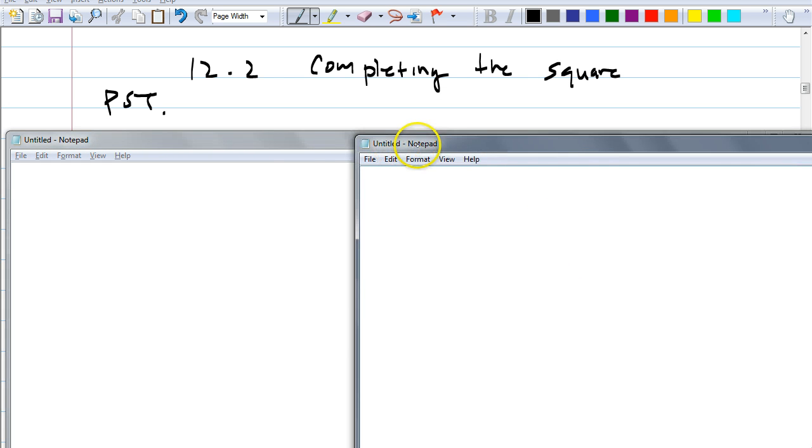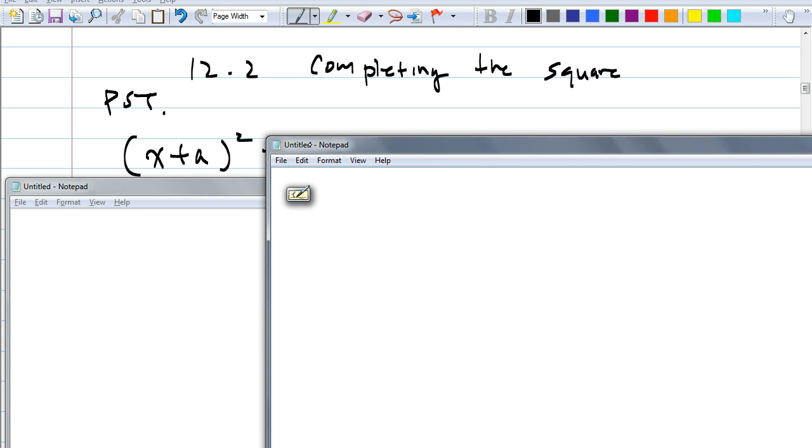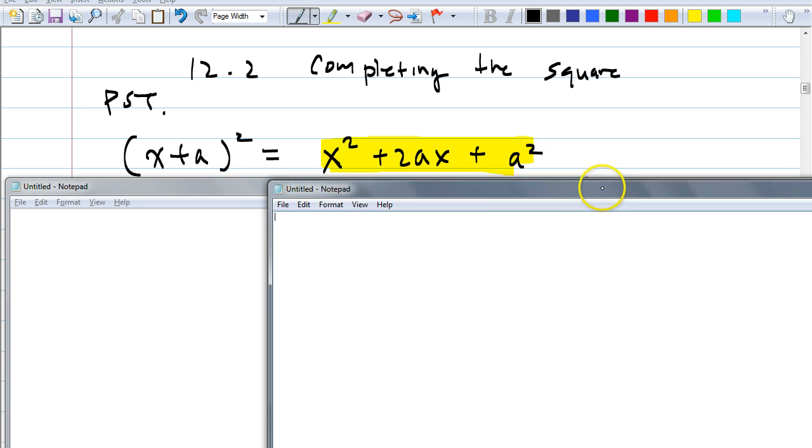Do you guys remember PST, perfect square trinomial? So what do I get when I multiply x plus a, the whole thing squared? You get a perfect square trinomial, don't you? Does anybody remember what we get when I multiply this binomial square? I get x squared plus 2ax plus a squared. Good. You guys remember that?